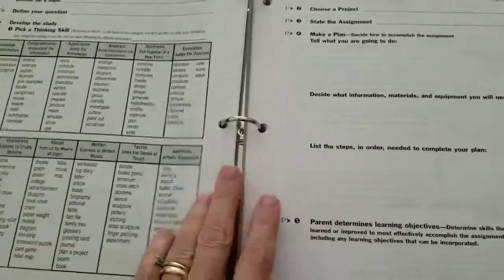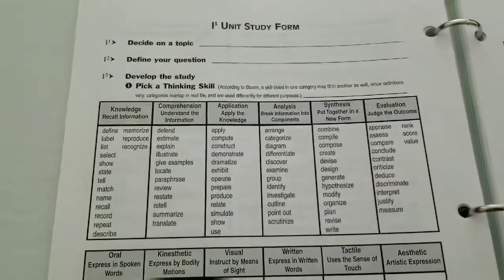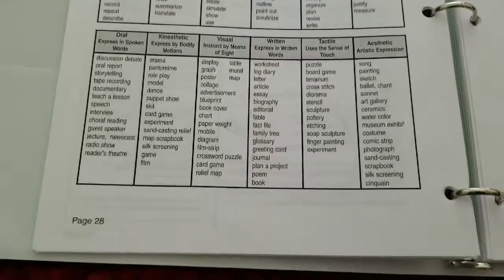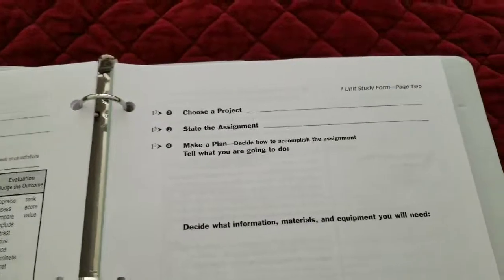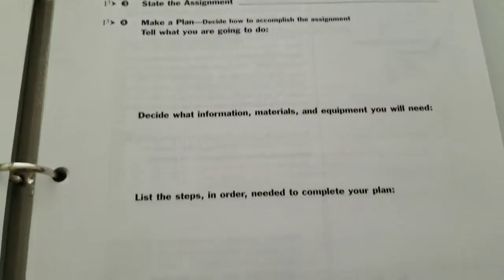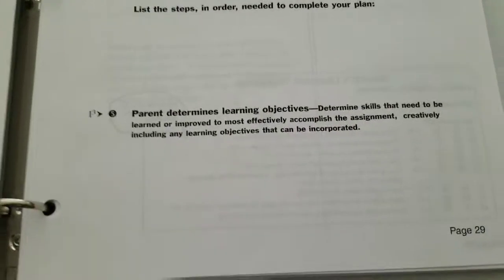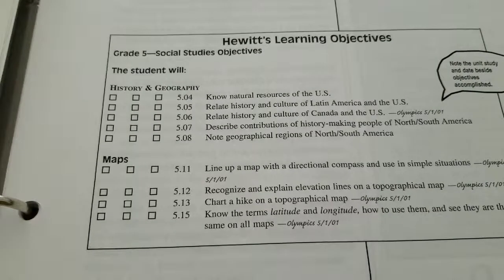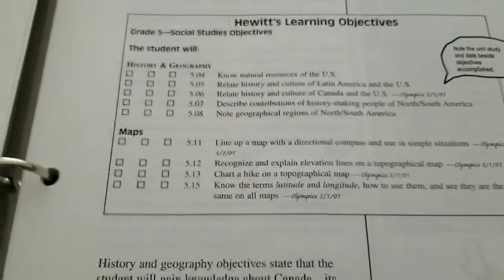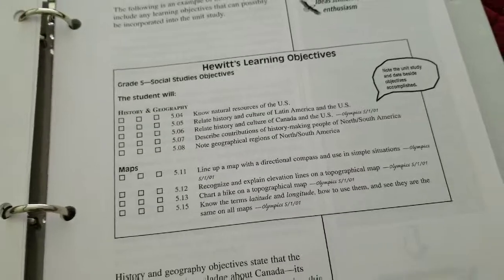And then it goes on to planning. She has a form that you can reproduce. Choosing your project, stating your assignment, making your plan. I mean, really, it takes a little bit of time, but in the end, it's going to be great. Now the back, and they show a snippet of here, the learning objectives. Okay, so you want to go and look at learning objectives to help you.